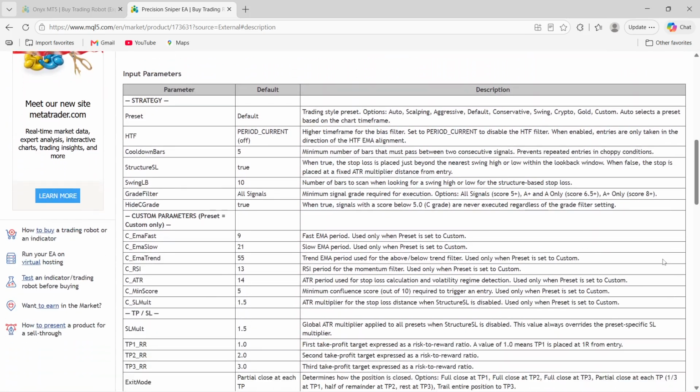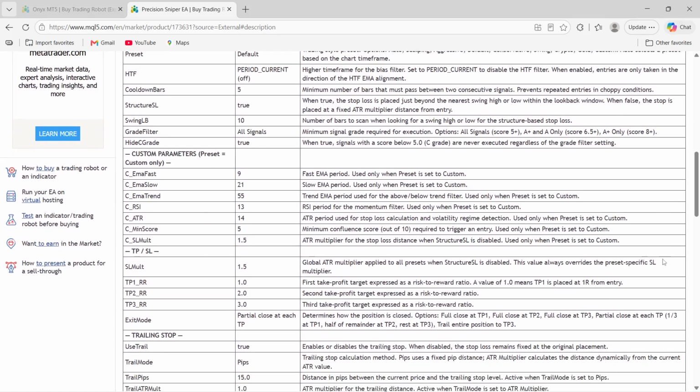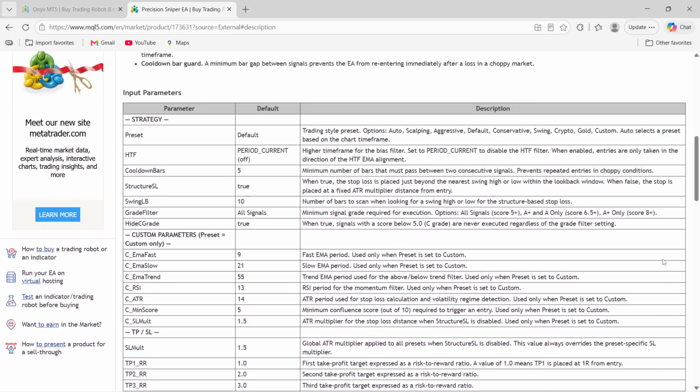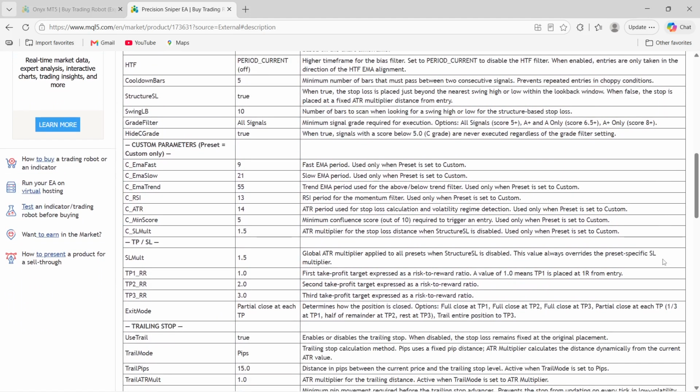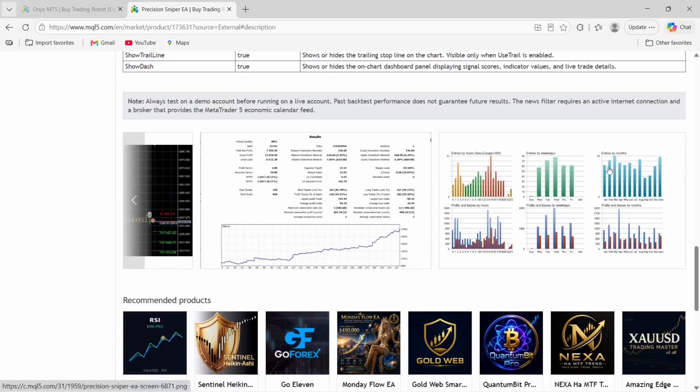So we can see they also have input parameters. You can see most of our customizable options. So it's always good to play around with this a bit on your demo accounts so you can find what works and what sticks with your strategy.